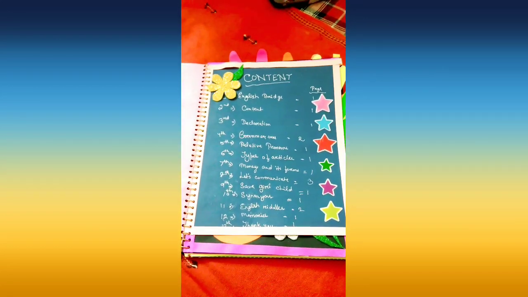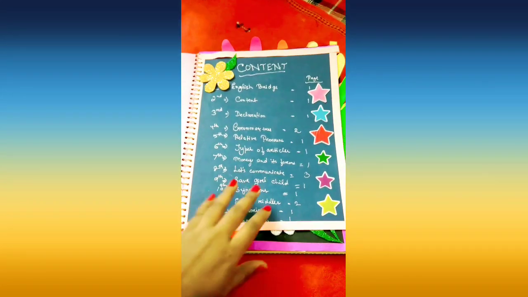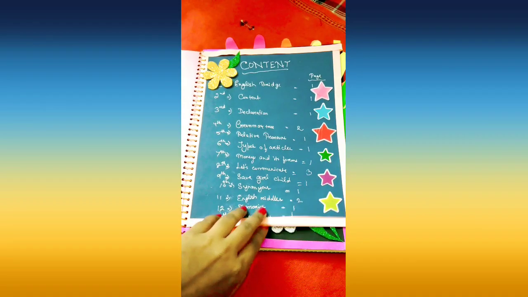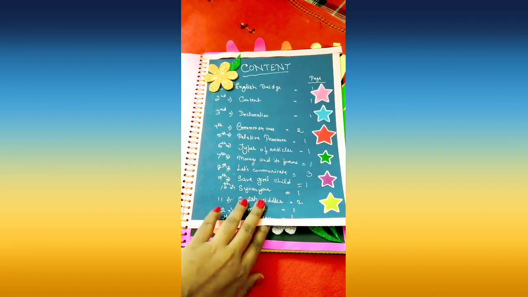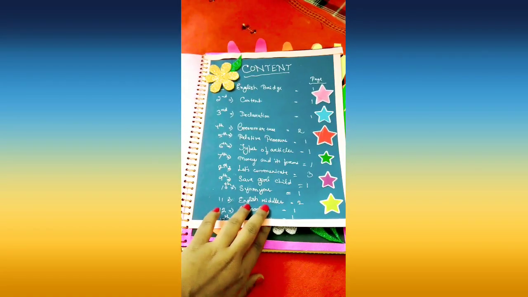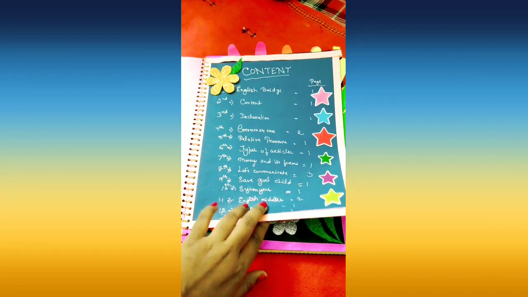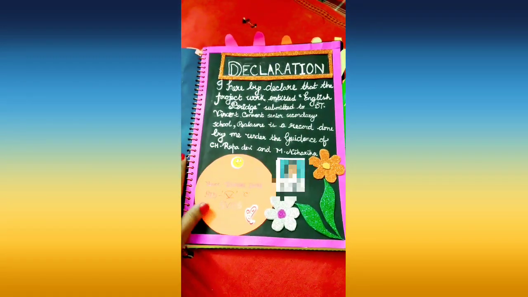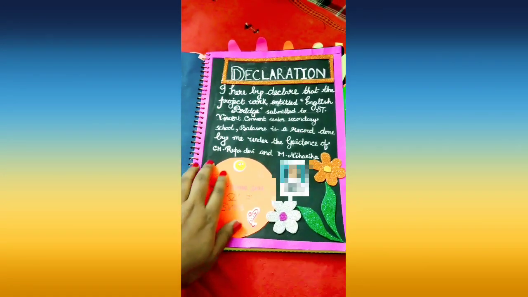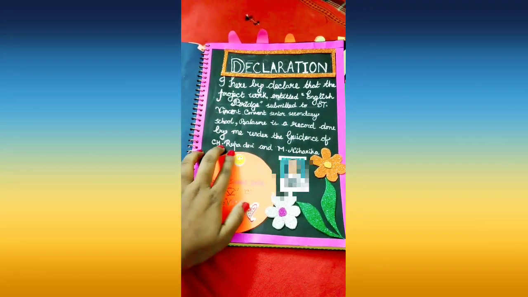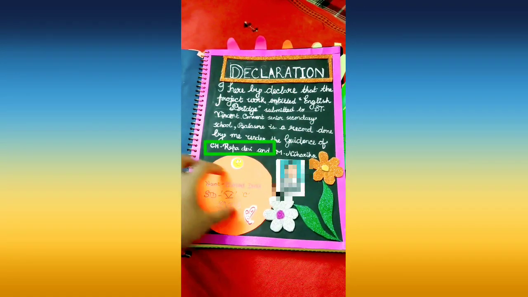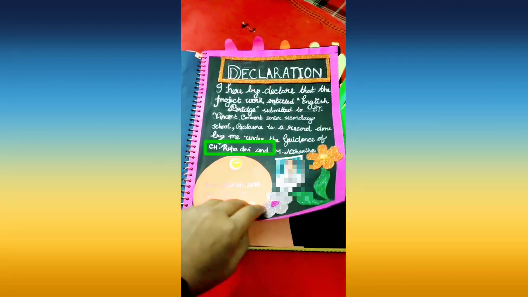The next is the content page. Here you have to write all the titles of your articles along with page numbers. If you add page numbers to your project, it helps the reader to find whatever he wants from the content. This is the declaration page. To make this project more professional, we included a declaration page. Here you can see my name under the guidance of Rupa Devi.